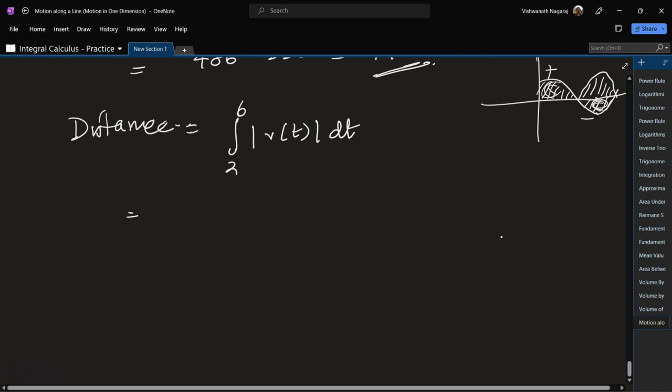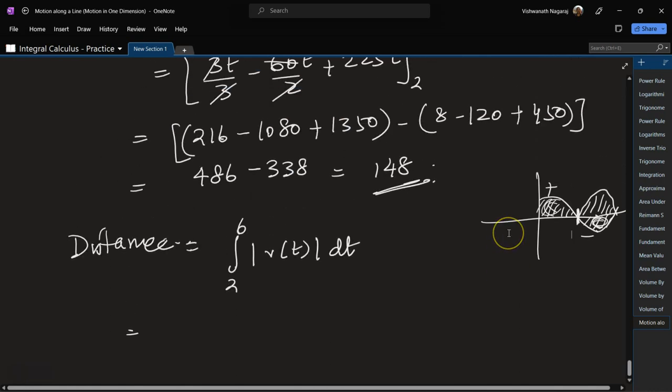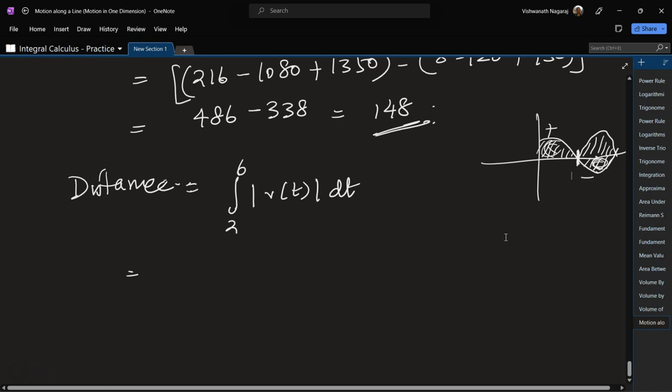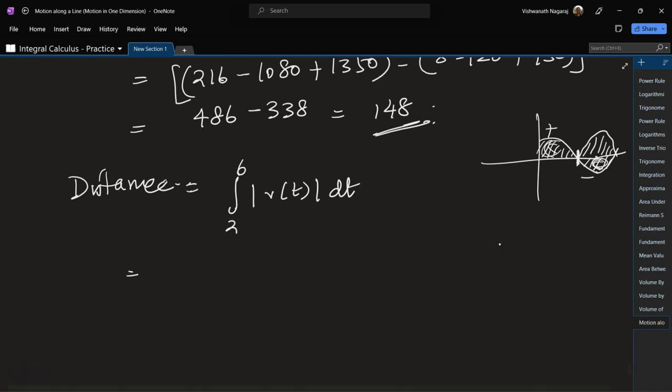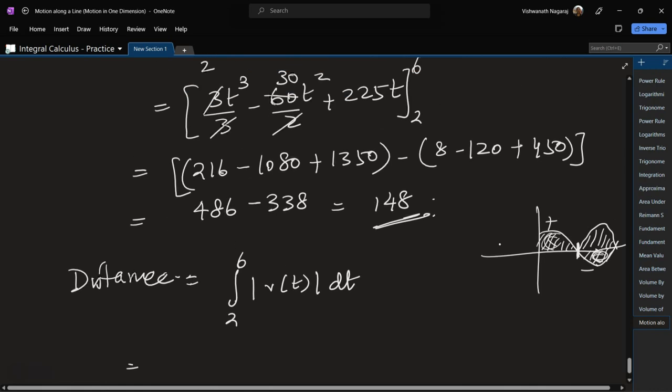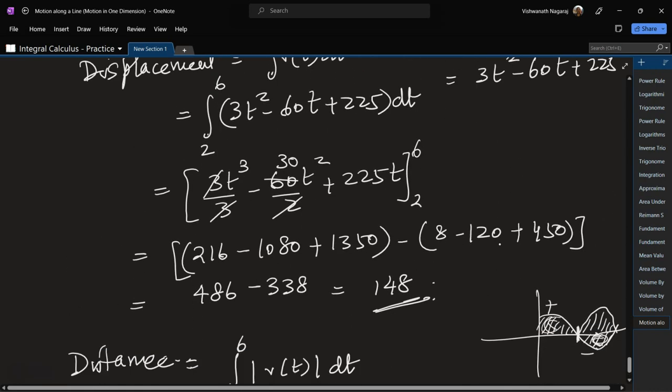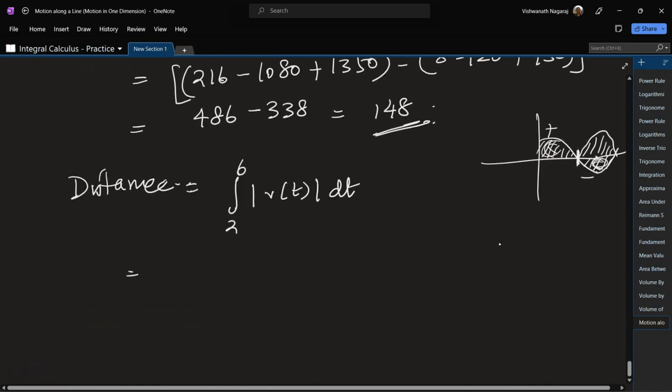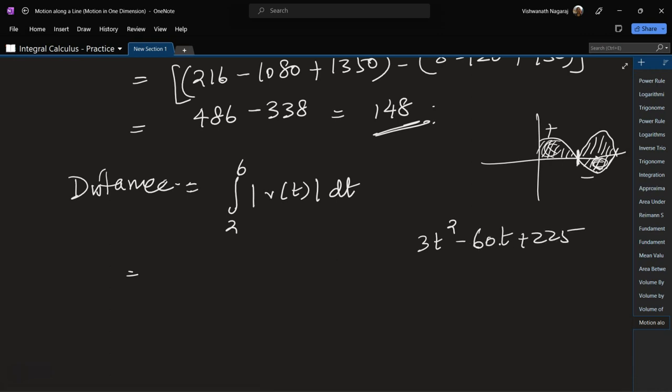And that creates a problem because now we have to figure out, does it cross the x-axis at some point? Which means we might have to change this interval. So let's see. We know that the expression for v of t is 3t square minus 60t plus 225. So we have to figure out the zeros of this. 3t square minus 60t plus 225 equal to 0. We have to figure out the zeros.